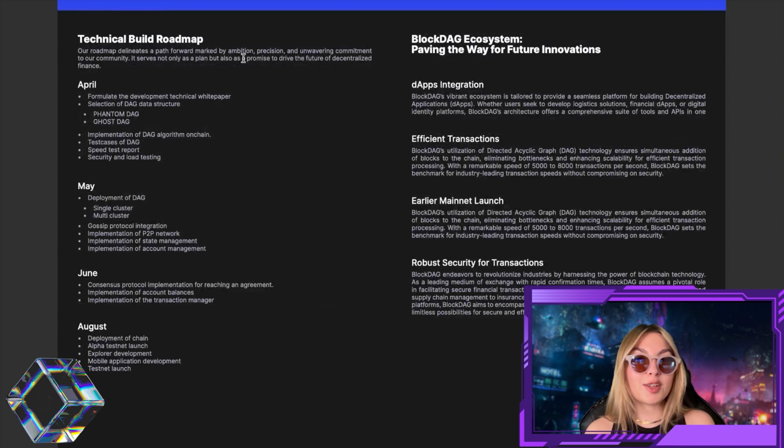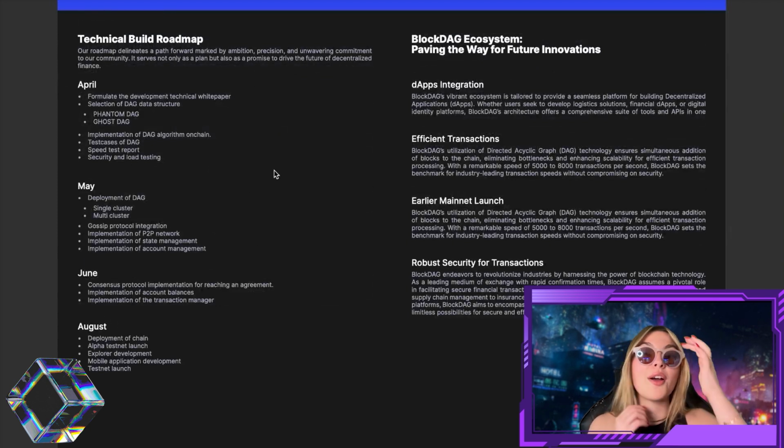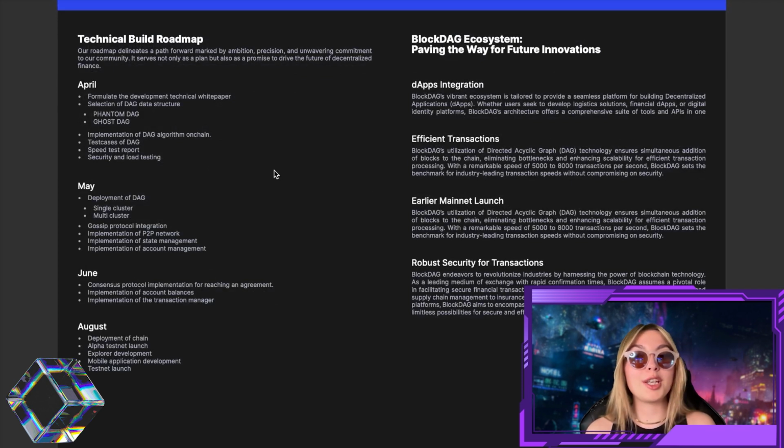Then we've got the technical build roadmap, the April, May, June, and August, everything that's going to be happening. So these guys do have a lot of plan. They've got the formulation of the development technical white paper. Once again, selection of DAG data structure, phantom DAG, ghost DAG, implementation of DAG algorithm on-chain. Then in May, single cluster, multi-cluster, and so on. June is consensus protocol implementation for reaching an agreement, implementation of account balances, implementation of the transaction manager, and August, deployment of chain, alpha testnet launch, explorer development, mobile application development, and testnet launch as well.